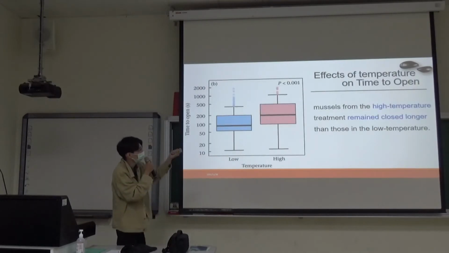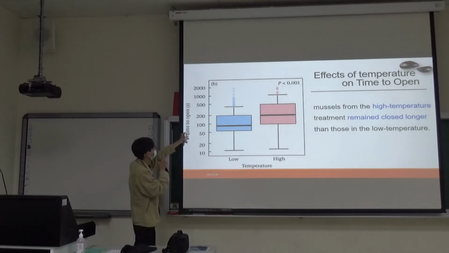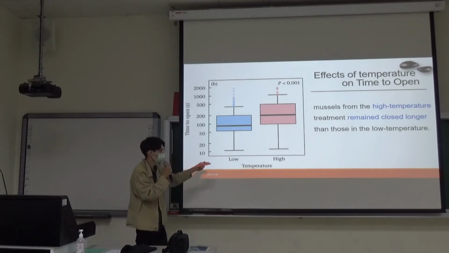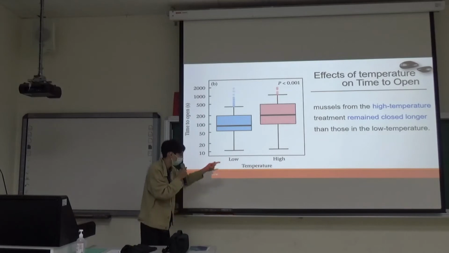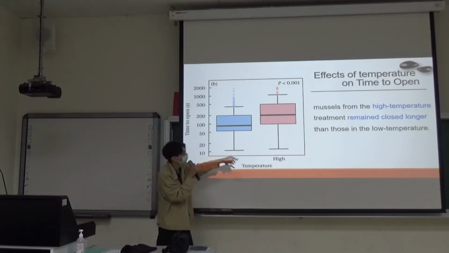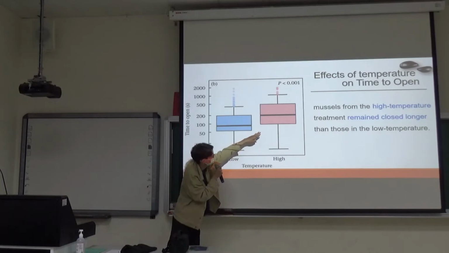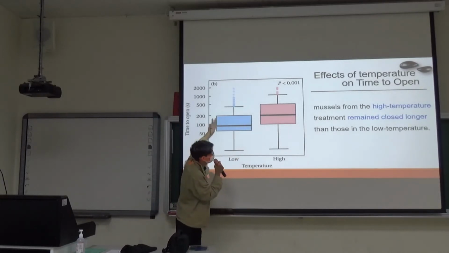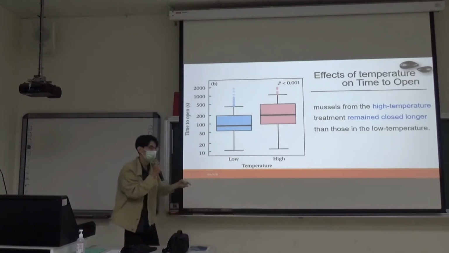Okay, let's go on about temperature. The y-axis is also the time to open, and the x-axis is temperature. The blue one is low temperature, and the pink one is high temperature. We can see the higher temperature treatment remains closed longer than the low temperature one.